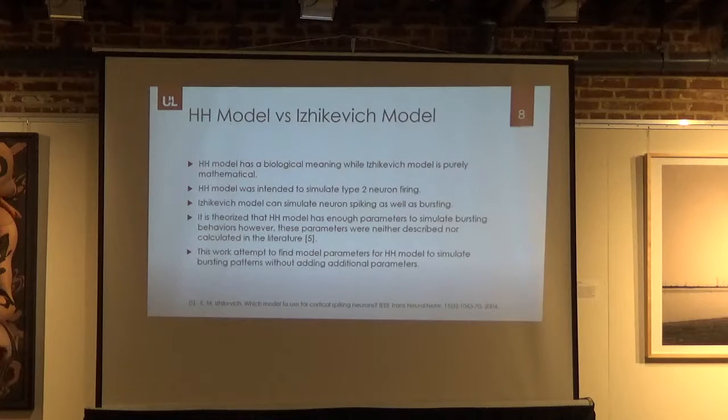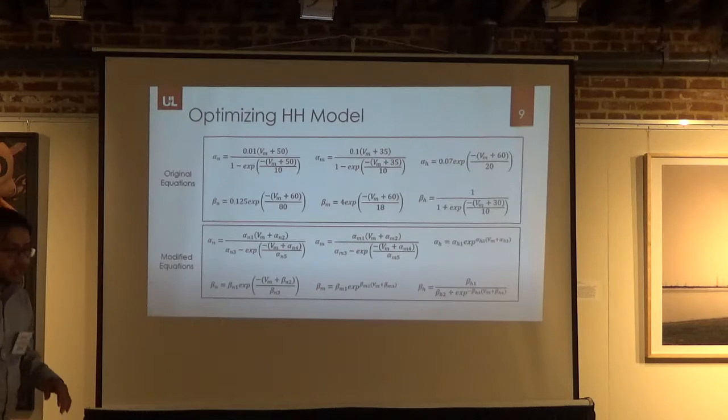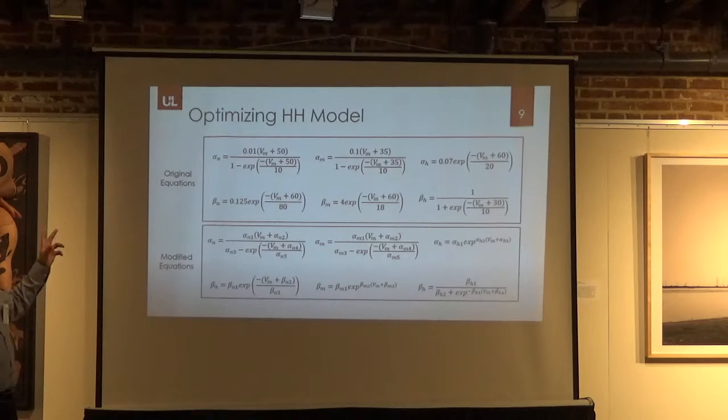So we decided to see if we could actually generate bursting patterns demonstrated by the Izhikevich model using the Hodgkin-Huxley model. Because it has a biological correlation, if we can optimize some of the parameters without adding additional parameters to the model to generate bursting patterns, that would give us some biological correlation to those bursting patterns. So when we were doing experimentation, we found that by modifying some of these parameters in the parametric equations, in the Hodgkin-Huxley equations, we can get different bursting patterns and different action potential patterns.